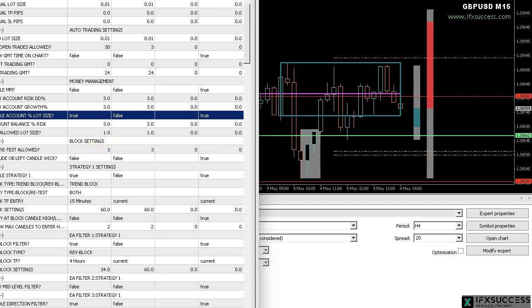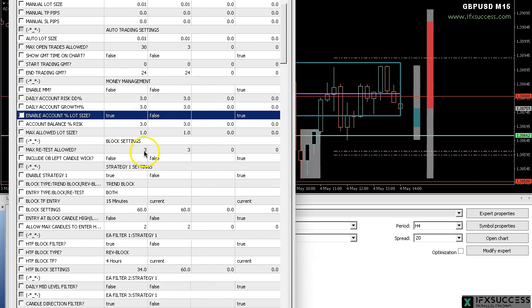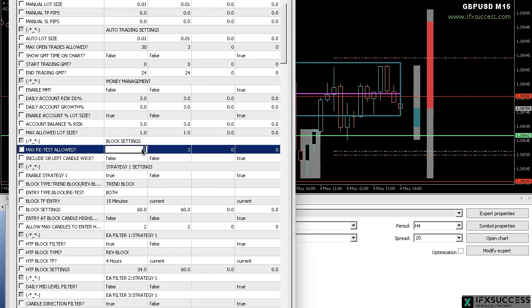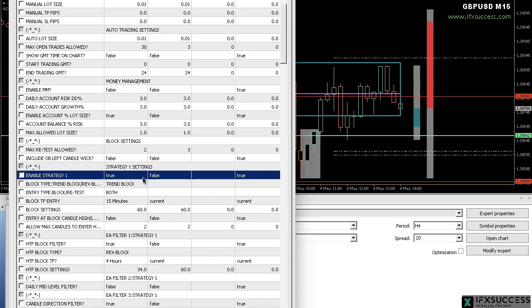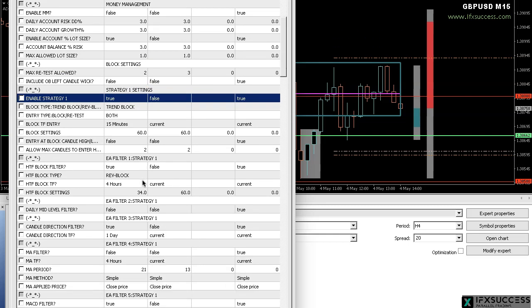So you can also have that capacity to say, hey, I only want 1, I want maximum 2 retests. So I can put in here 2 retest entries if all the filters are met. All right, so let's go on with the strategy.